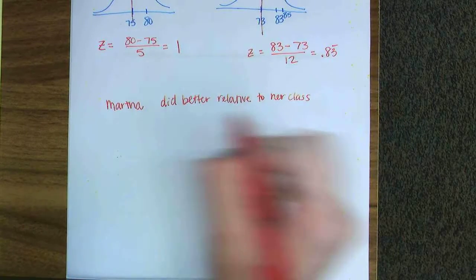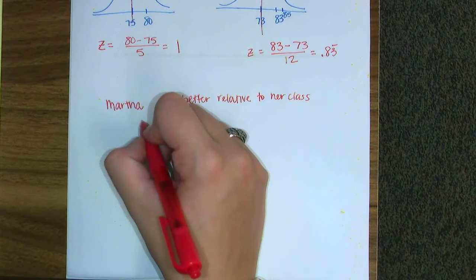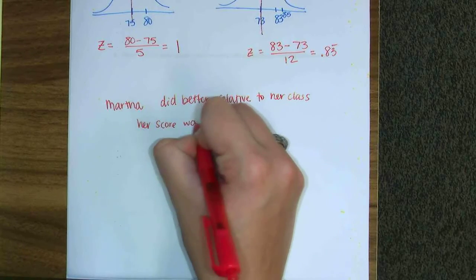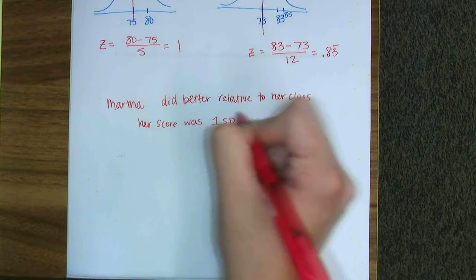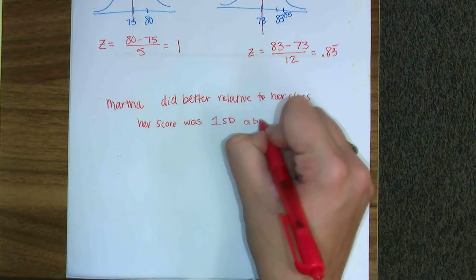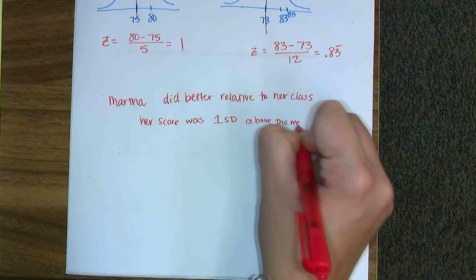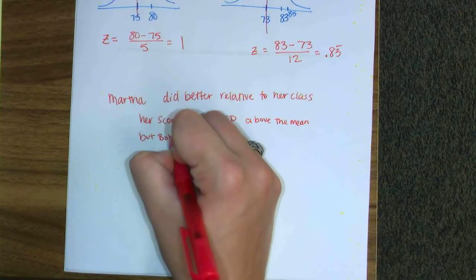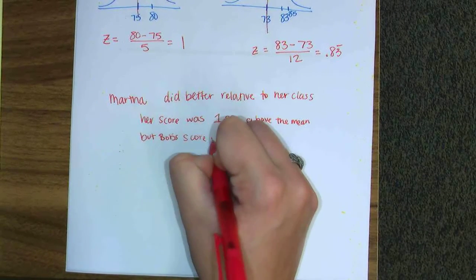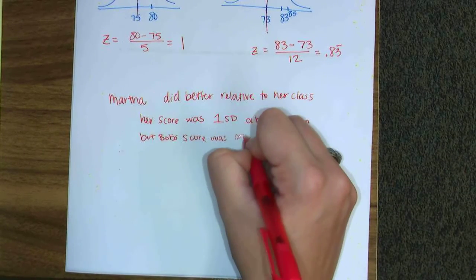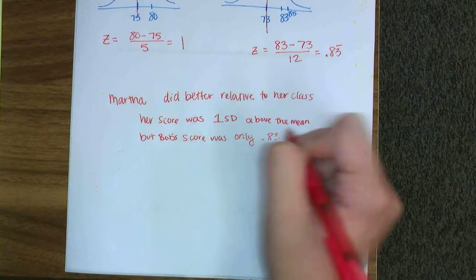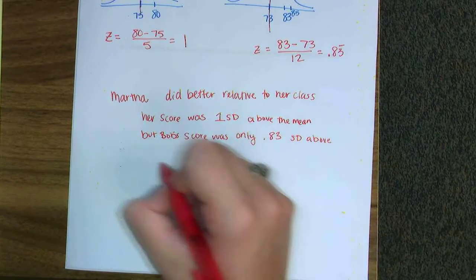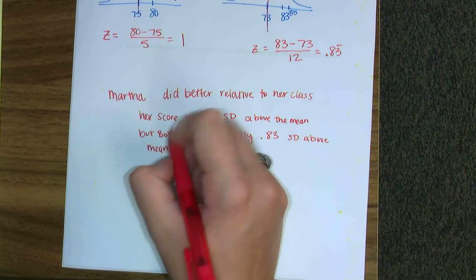Okay, Martha did better relative to her class. Her score was 1 standard deviation above the mean, but Bob's score was only 0.83 standard deviations above the mean for his class.